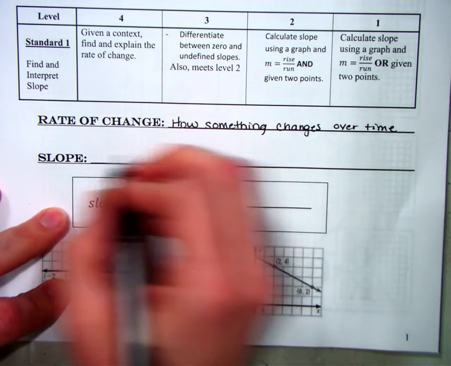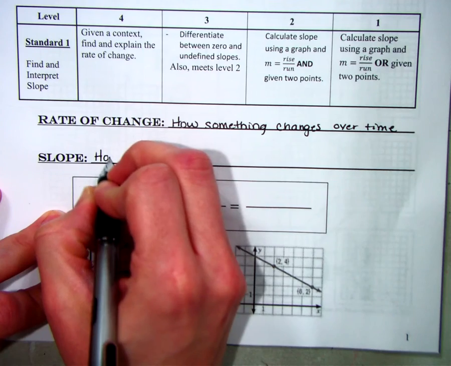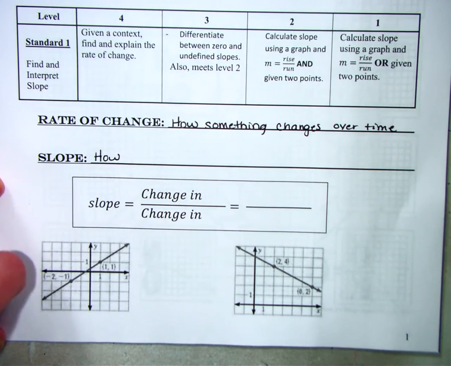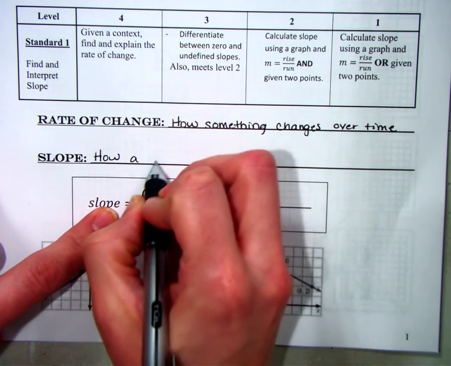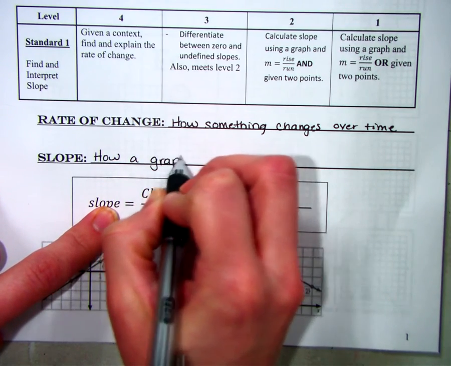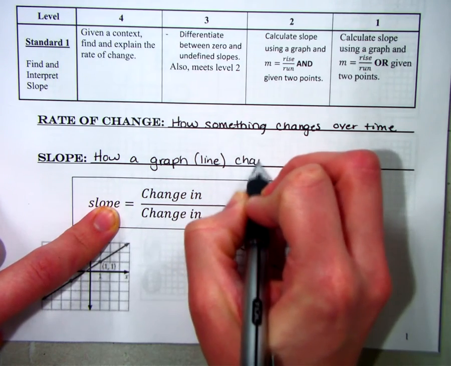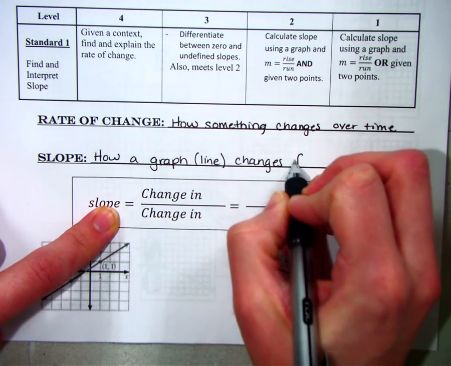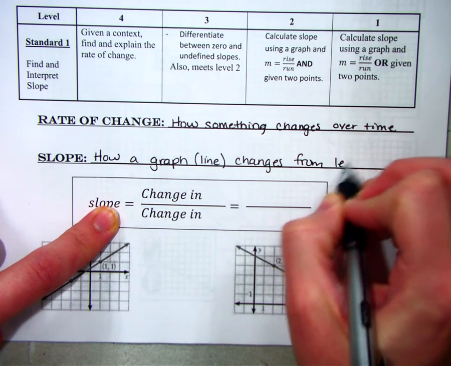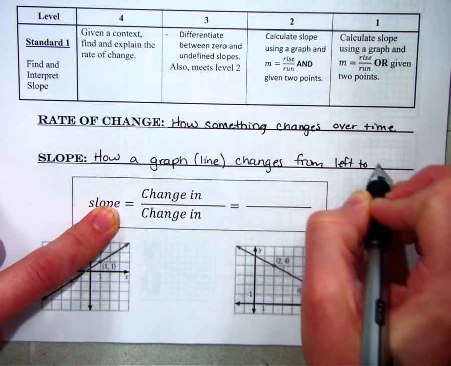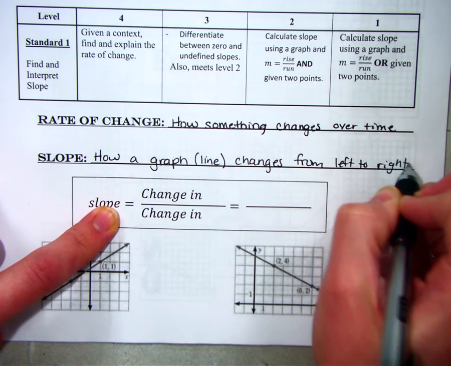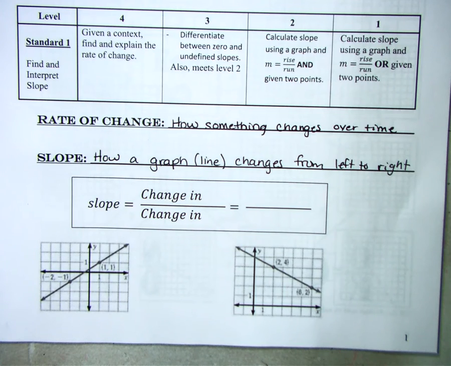Slope is how, we are going to use slope for a graph, so the graph of a line. So it's how a graph, and for us that's going to be a line, changes from left to right. Okay, so when it changes, is it going up? Is it going down? And then how fast is it going up or down?